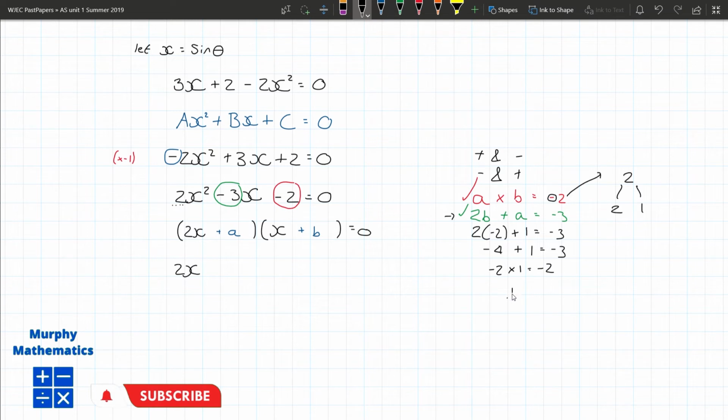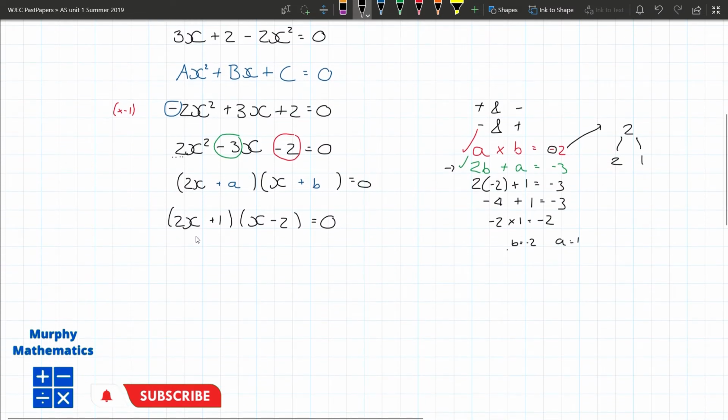So I'll just write it down here. So b equals minus 2, a equals 1. So we know that we're going to have 2x plus 1, and we're going to have x minus 2 equals 0. So now what we're going to do is find out what x has to equal for this bracket to equal 0.